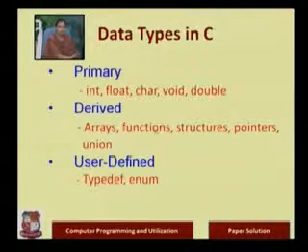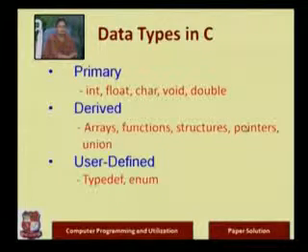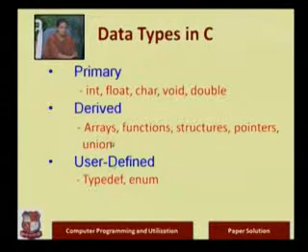Functions are small modules of your program, right? Structures are collection of elements with different data types. Pointers are variables which are used to store the addresses of another variable. Union is same as structure, but what is the difference between the two? Union allocates common memory to all its members, right? At a time you can access only one variable data member of your union.